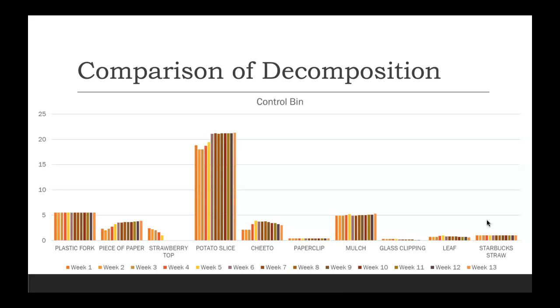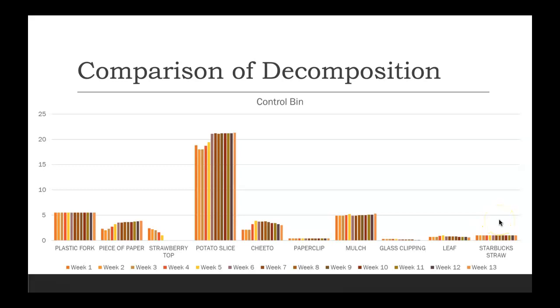I'm not surprised that the plastic fork or the paper clip did not change because they are such rigid materials and would not begin to break down in such a relatively short period of time. However, I was surprised that the Starbucks straw, which is advertised as being biodegradable, didn't begin to break down at all in the 13 weeks.